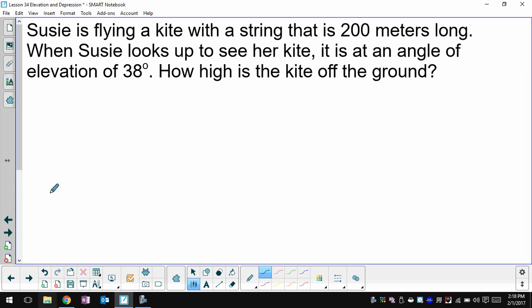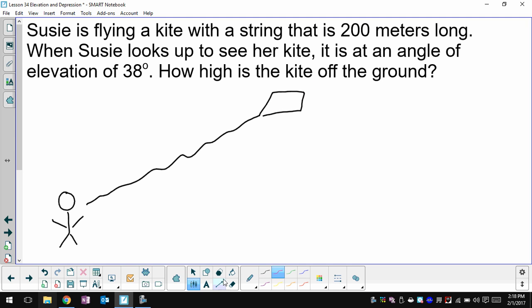So we have this person flying a kite, and you might be an artist, so you can get creative if you want to. I'm not an artist, so I'll draw a stick figure. She's flying this kite up in the sky, and my string is 200 meters long. And it says when Susie looks up to her kite, there's an angle of elevation of 38 degrees. That angle is formed between Susie looking straight and her looking up. So this is my angle of elevation of 38 degrees. We want to know how high off the ground the kite is.